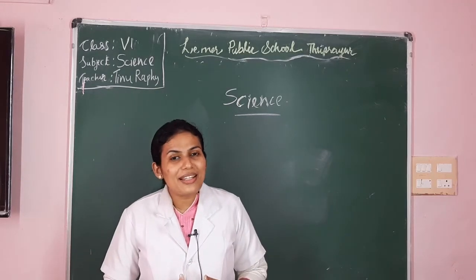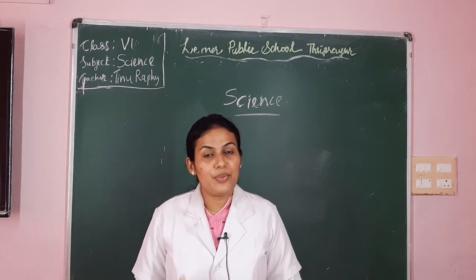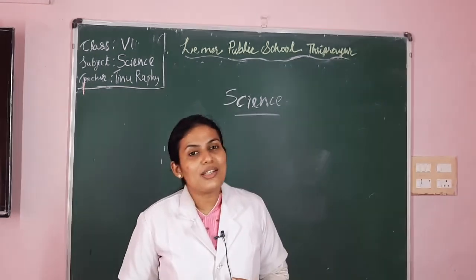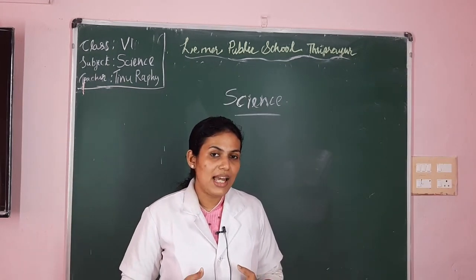So dear children, today we learned about terrestrial habitat and we learned the first type of terrestrial habitat, that is desert. Next class we will learn three more terrestrial habitats.